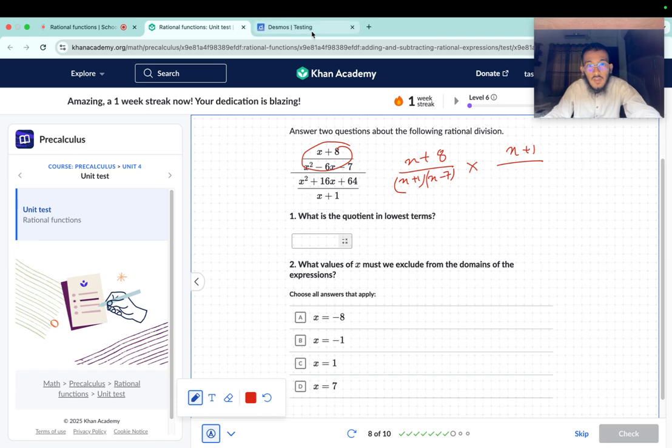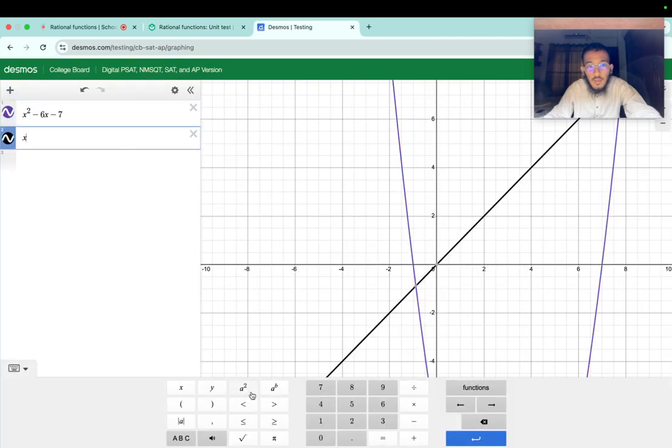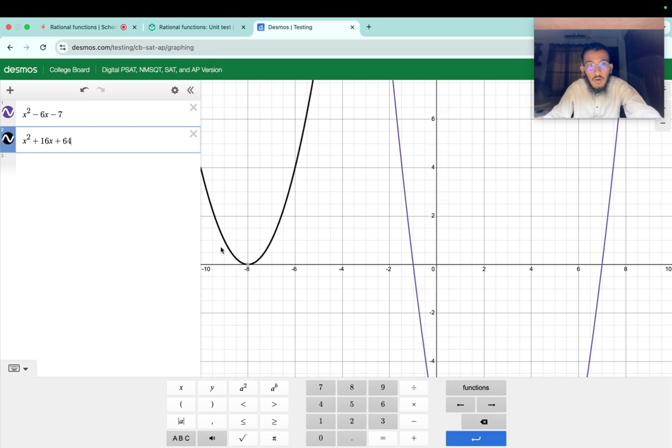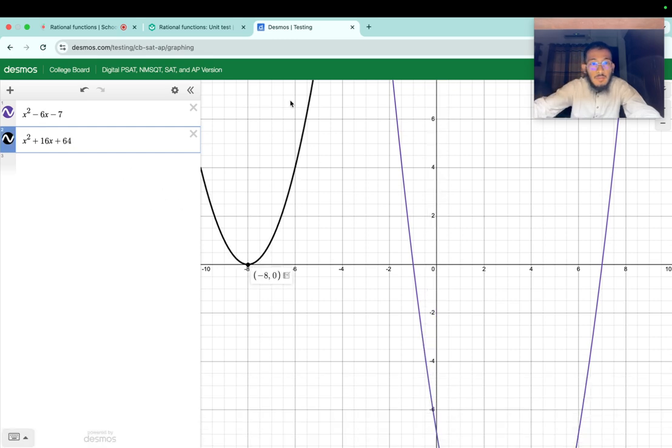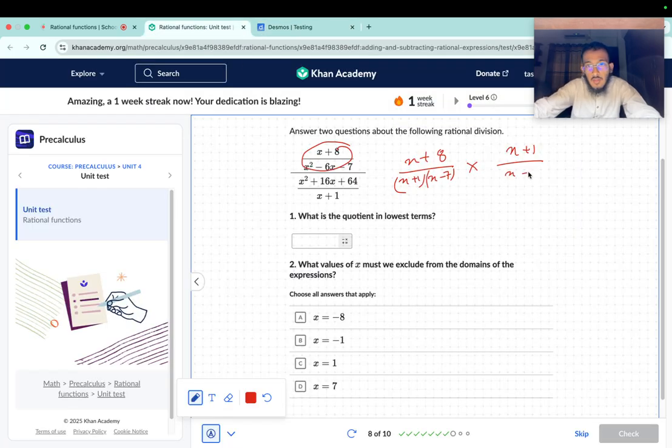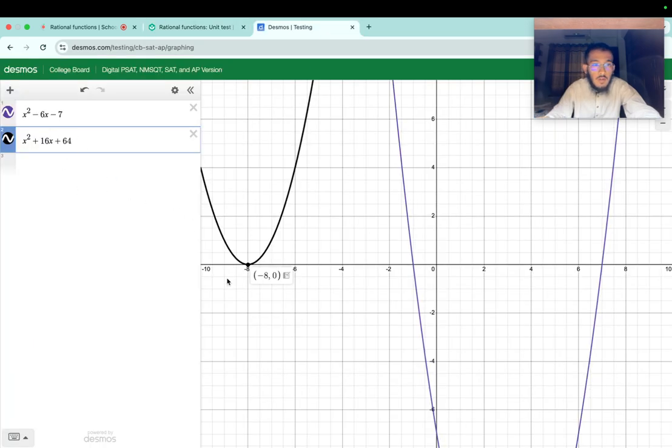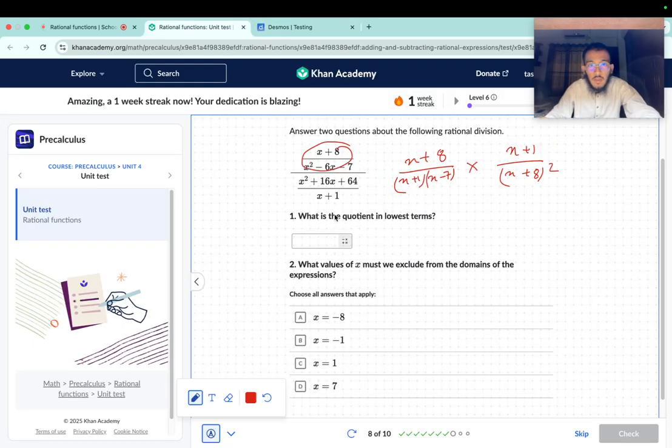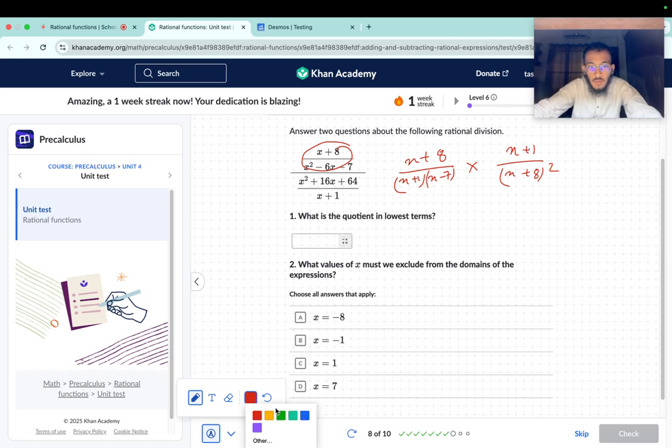And x squared plus 16x plus 64. We have (x plus 8) whole squared. Okay, x plus 8 whole squared. Now, it has got flipped. Now we want to solve this one first.